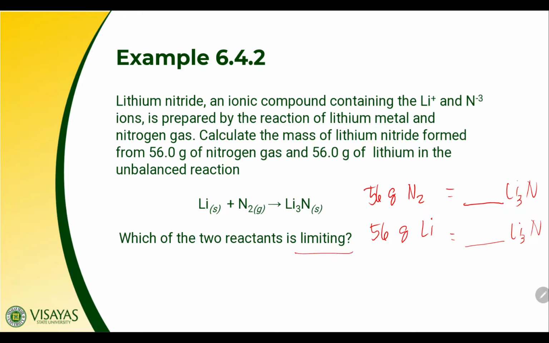Once we have calculated the mass of lithium nitride formed using nitrogen and lithium, whichever produced the less amount of lithium nitride, that is our limiting reactant, no? Because although the other reactant can produce more lithium nitride, since the other reactant can only produce that much, the higher amount of lithium nitride won't be produced, of course, no? Because the other reactant is already used up.